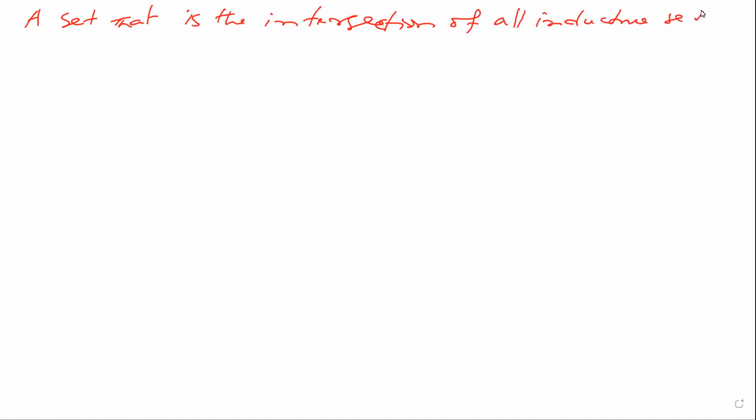We constructed a set, which was the intersection of all inductive sets. And we called that, so that is a unique object. And we called that, so we have a set.